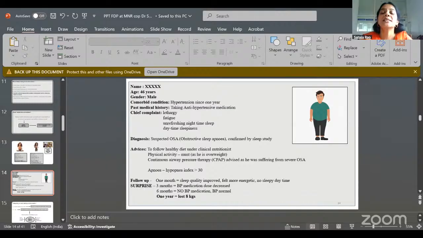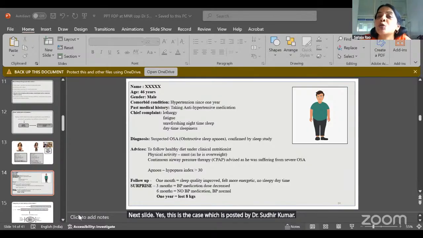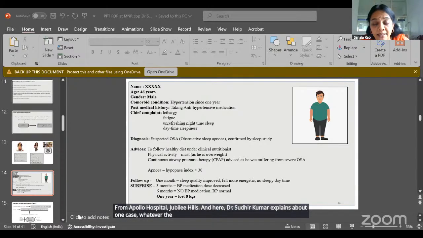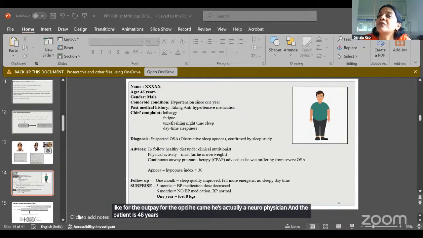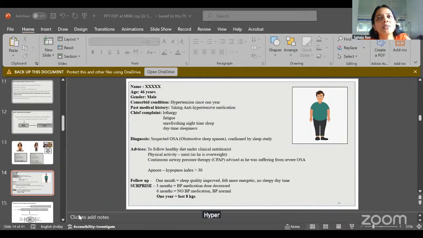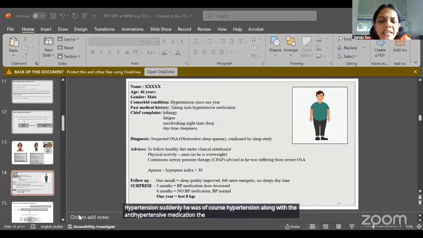Yes, this is a case posted by Dr. Sudhir Kumar from Apollo Hospital, Jubilee Hills. Here, Dr. Sudhir Kumar explains one case, about the commitment this patient showed. A patient came to the OPD, to him, as he is a neurophysician. The patient is a 46-year-old male suffering from hypertension, on antihypertensive medication. The chief complaint was weakness, and he was not able to sleep at night, and he was sleeping all day.